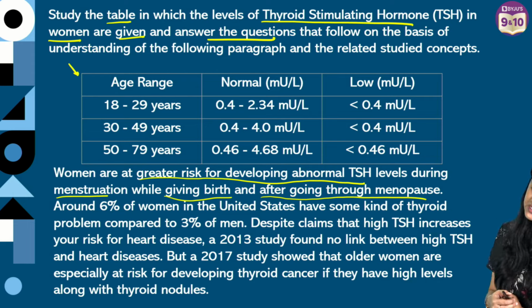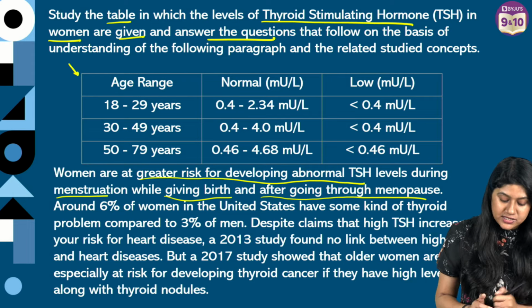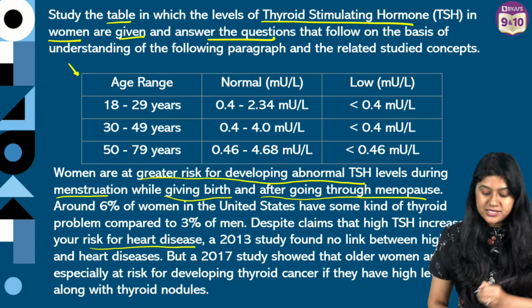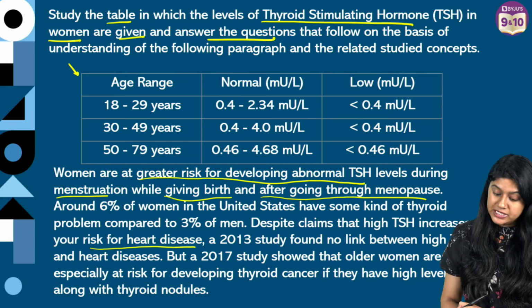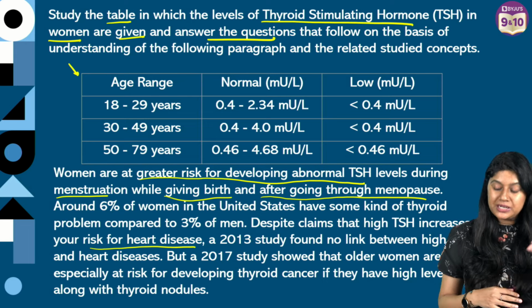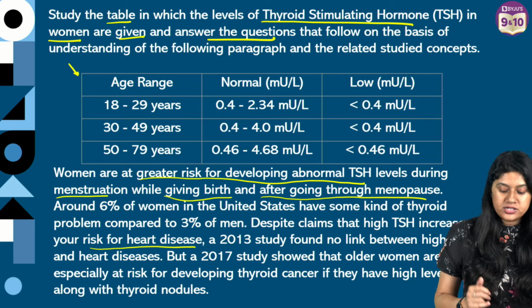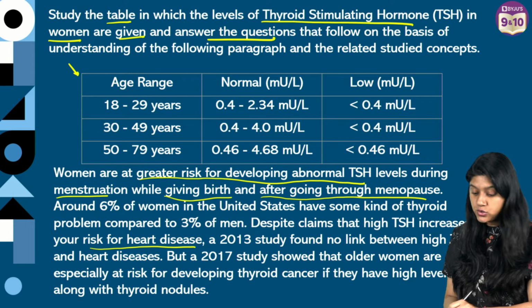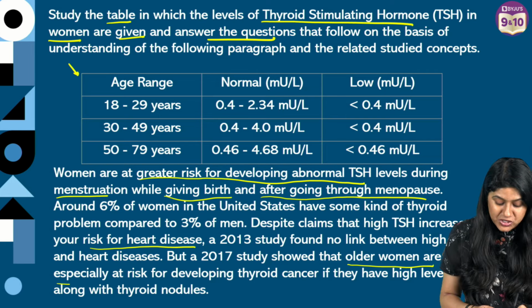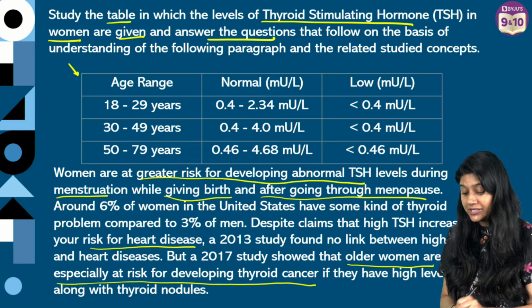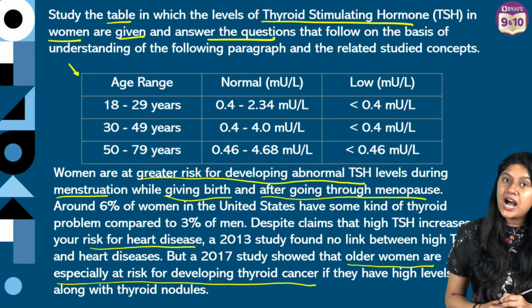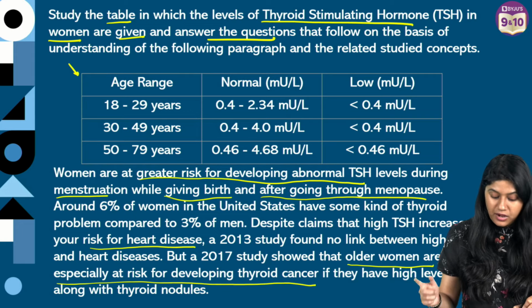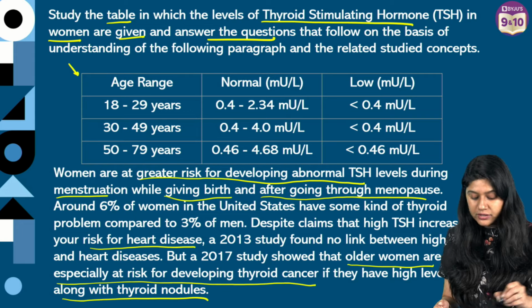Despite claims that high TSH increases your risk for heart diseases, in 2013 a study found no link between high TSH and heart disease. But a 2017 study showed that older women are especially at risk of developing thyroid cancer if they have high levels along with thyroid nodules.